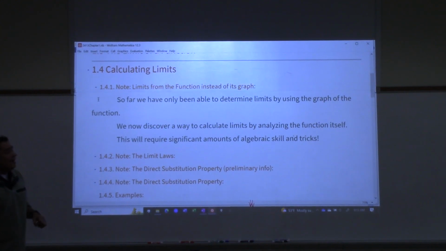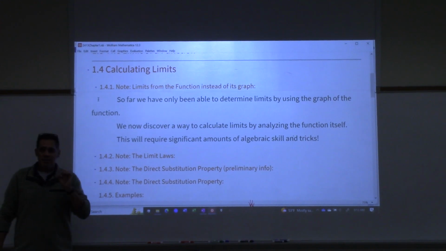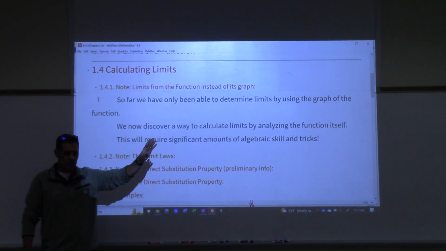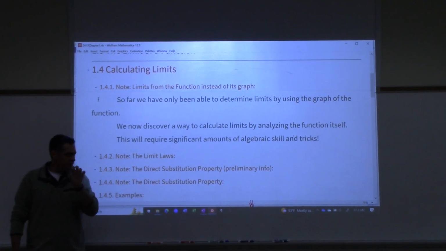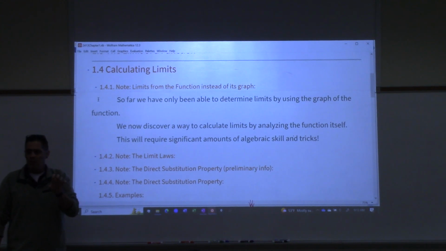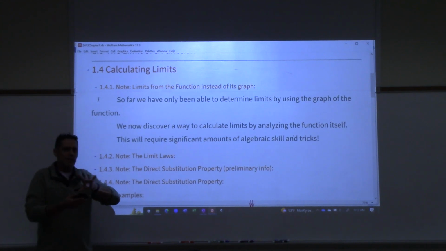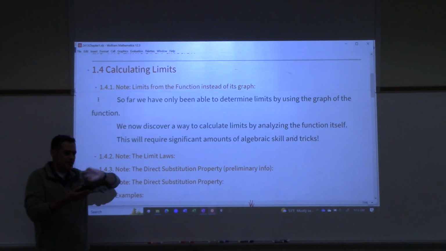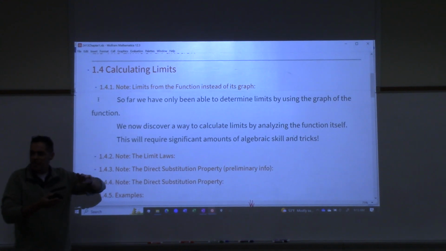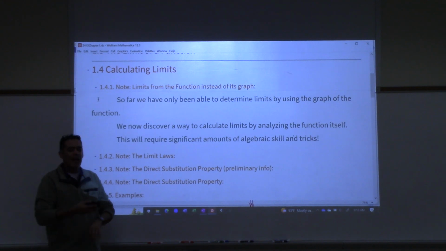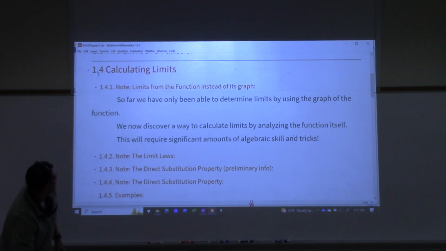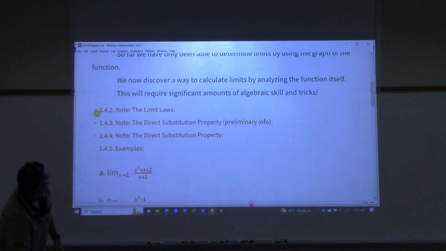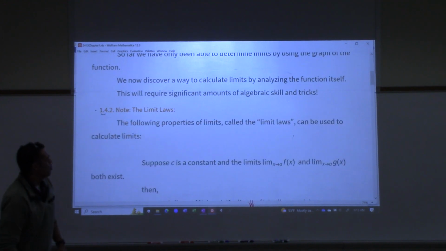We're now going to talk about how we do limits if we're just given the function, not the picture. We're given the algebraic version of the function, expressed as letters and numbers and square roots or whatever it may be. Can we look at that and find the limit without having to refer to a graph? So in order to do this, we are going to use what are called the limit laws.